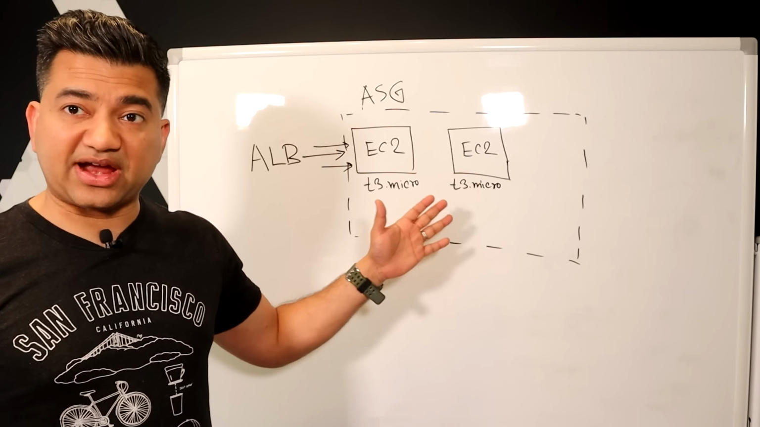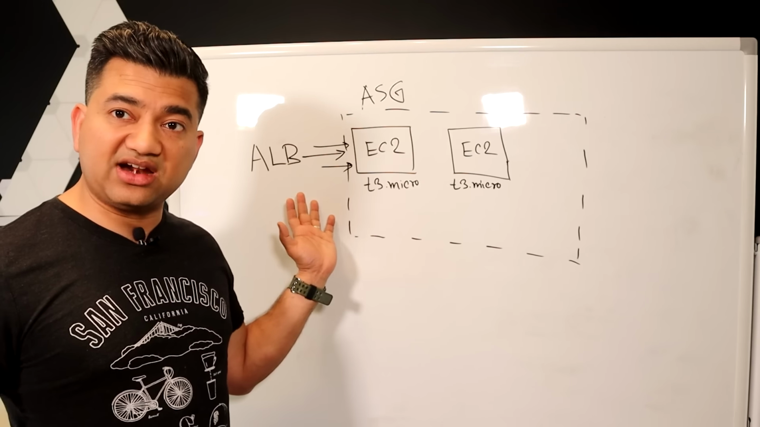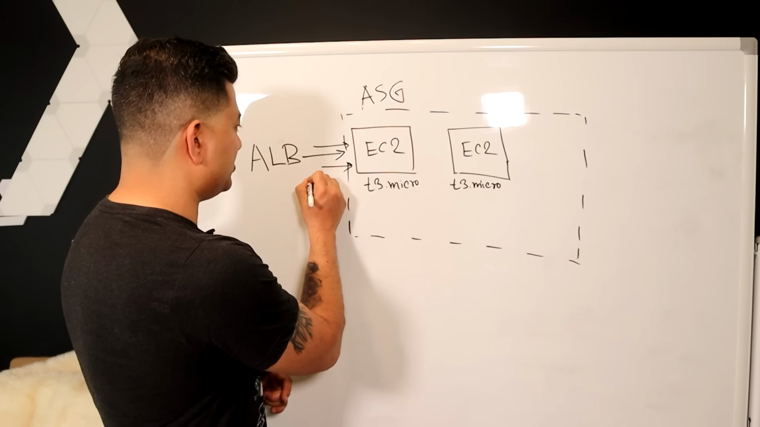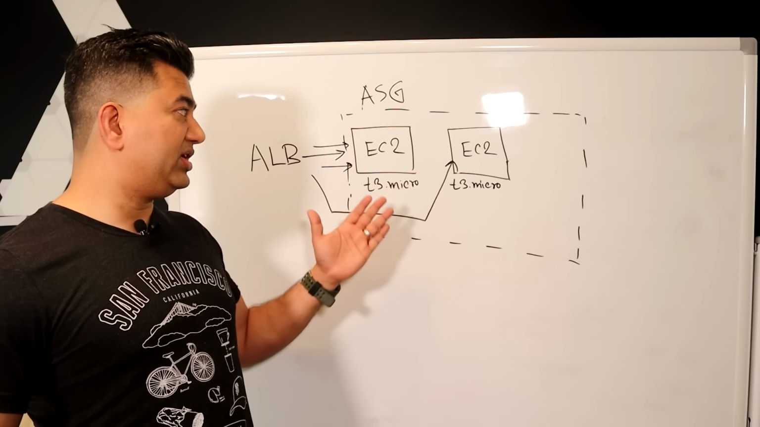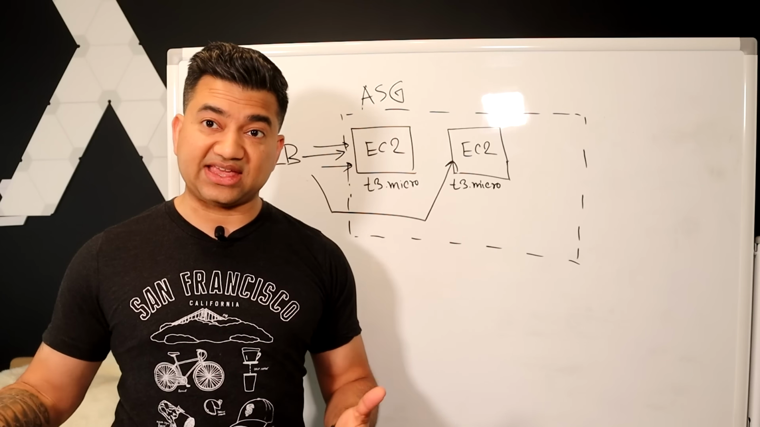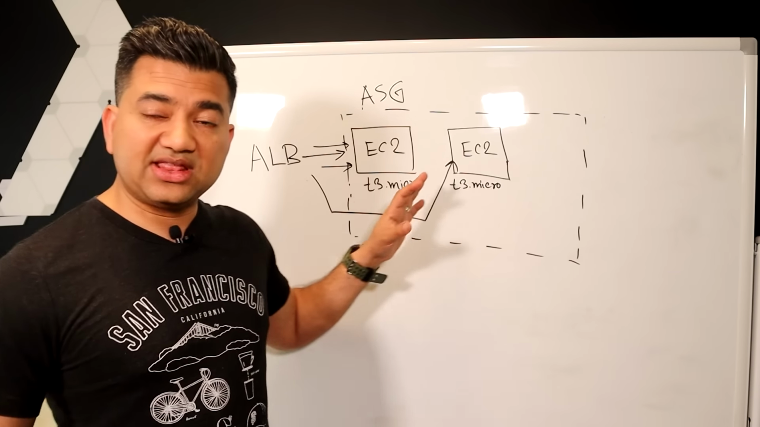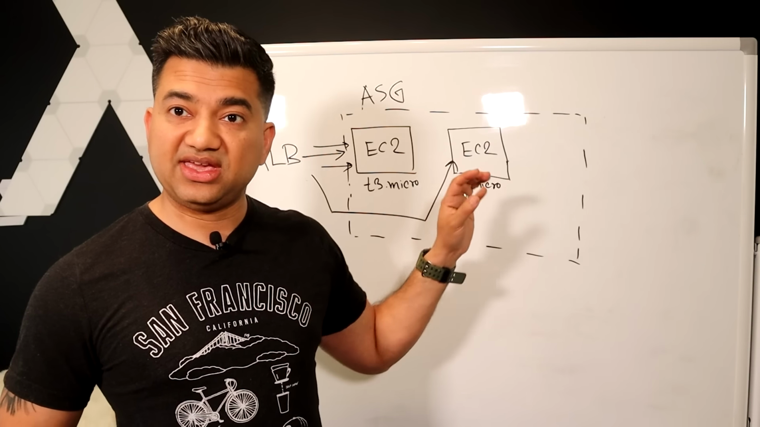Okay, so another T3.micro came up with your application on it. Now the load balancer will start spreading some traffic to this new EC2 as well. So note that in this case, you have multiple servers running, not just one, unlike vertical scaling. As more and more EC2s come up, the load balancer will start spreading the traffic across multiple EC2s.